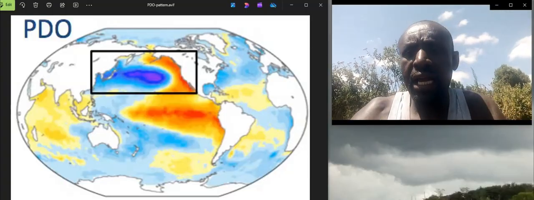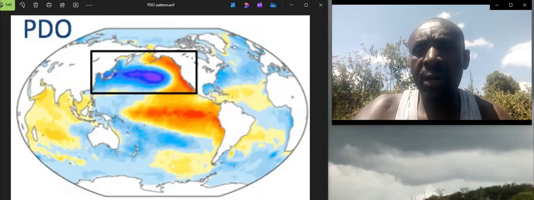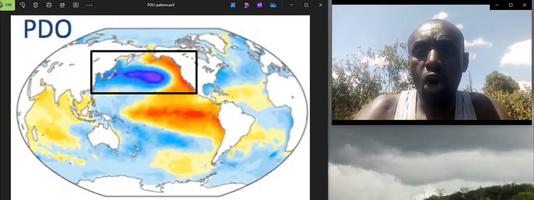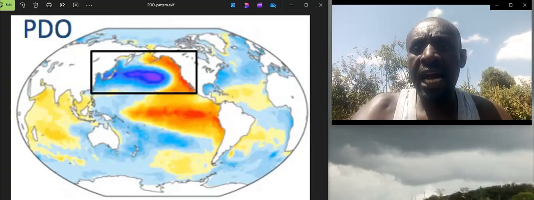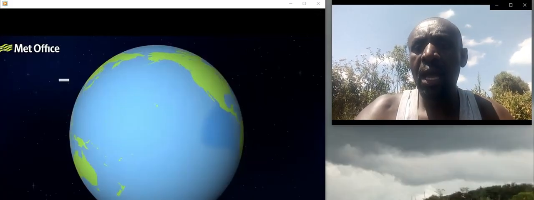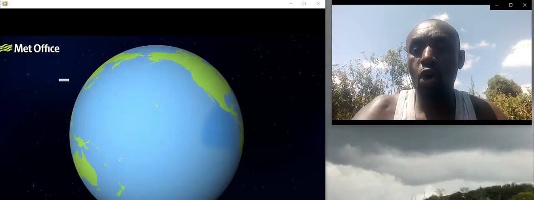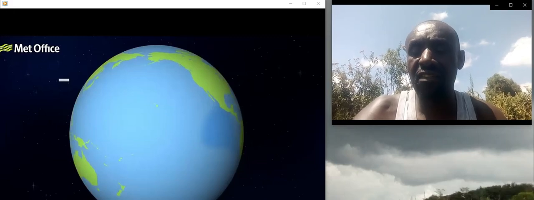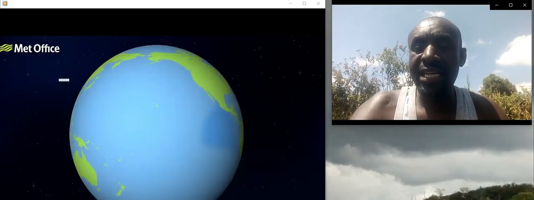Now, let us define the Pacific Decadal Oscillation. The Pacific Decadal Oscillation is a long-term climate pattern usually observed in the North Pacific Ocean. It is a decadal climate pattern, where a decade means a period of 10 years. Because the PDO is a decadal oscillation, this pattern usually takes several decades. It can take around 10, 20, or 30 years to oscillate from cool phase to warm phase.